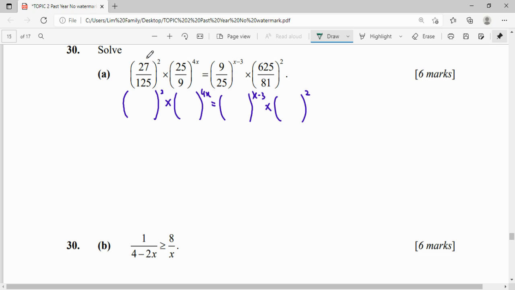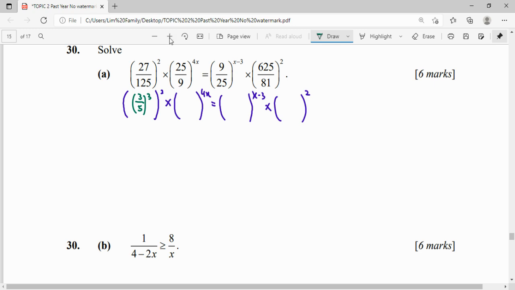From here, we can see 27 is obviously 3 to the power of 3. 125 is a base 5 number, 5 to the power of 3. So this one can change to base 5. This is base 3, base 3, base 5, and base 3. Obviously this question involves two bases, base 3 and base 5. So for 27, 3 to the power of 3, then 5 to the power of 3. Together, both of them, 3 over 5, power of 3.